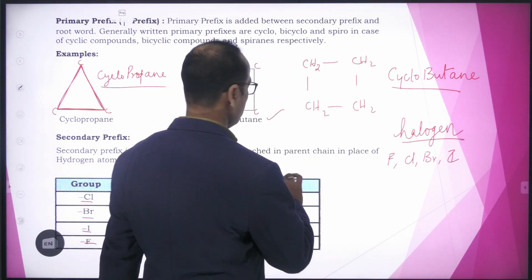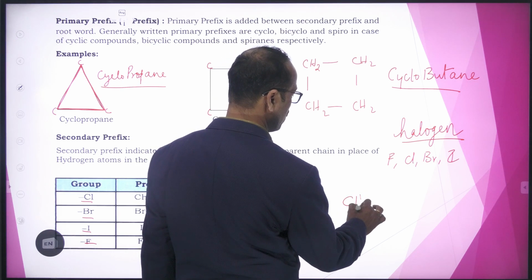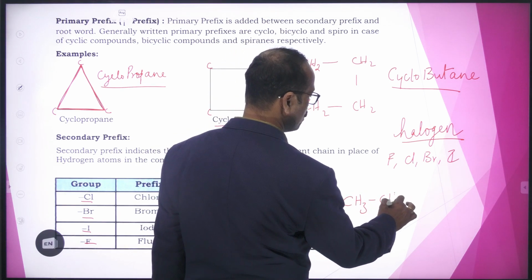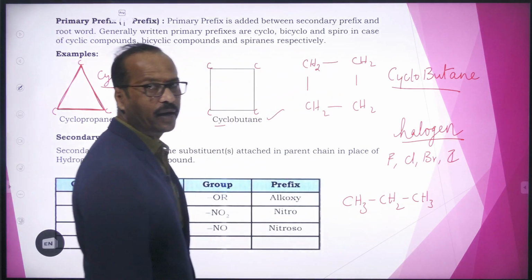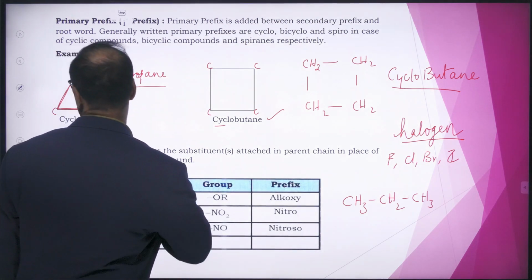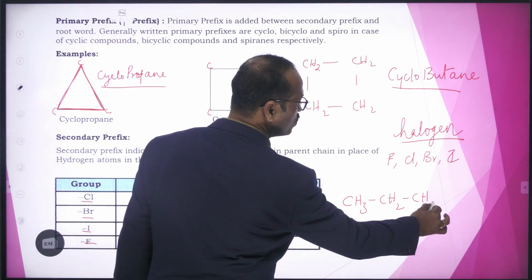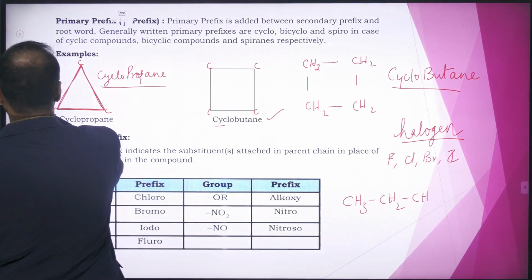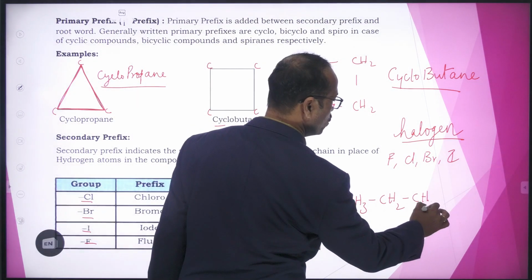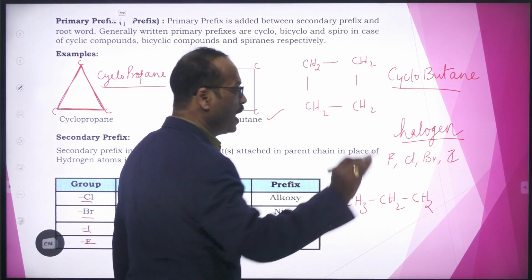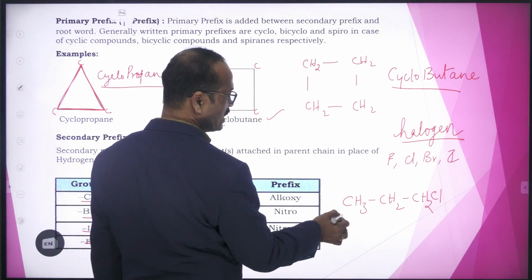For example, if I have a propane, the normal propane formula is CH3, CH2, CH3. This is a normal propane, right? Now, for example, you think that instead of 3 hydrogens, 1 hydrogen is removed, and in that hydrogen's place, so CH2 out of 3, 1 hydrogen is removed, and that is replaced by chlorine. Now what is the name of this one?